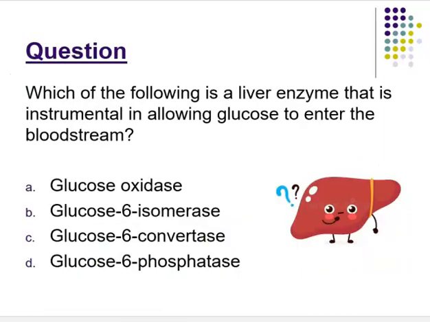Here's our first review question. Try to answer it on your own before you move on to get the correct answer. Which of the following is a liver enzyme that is instrumental in allowing glucose to enter the bloodstream? Pause the video at this time, answer it on your own. The correct answer is D.